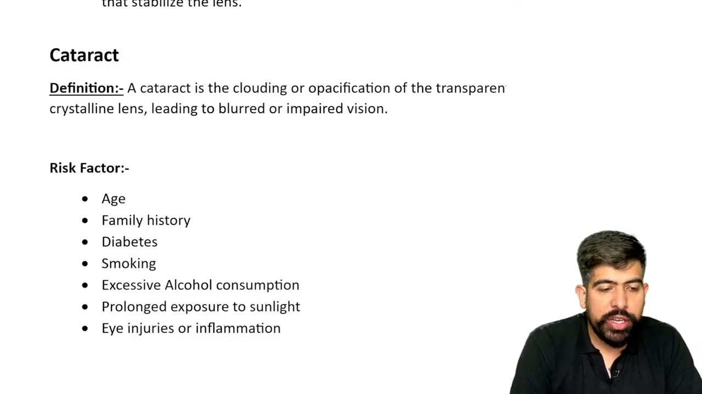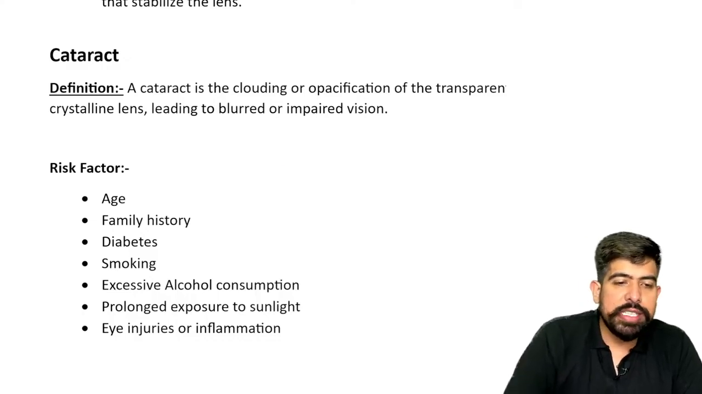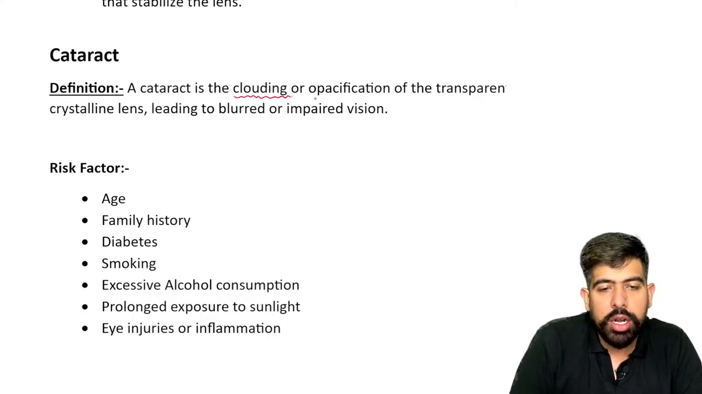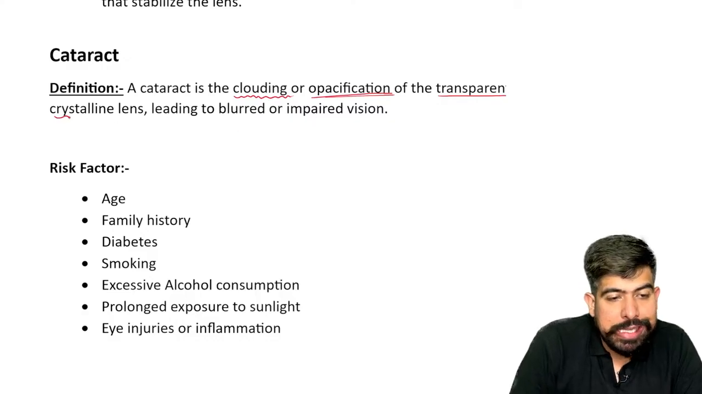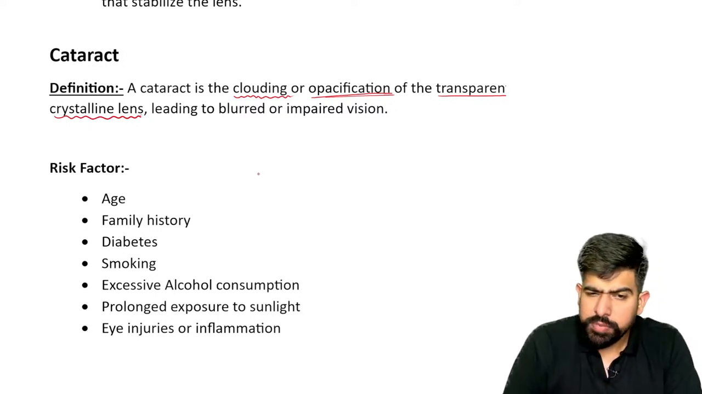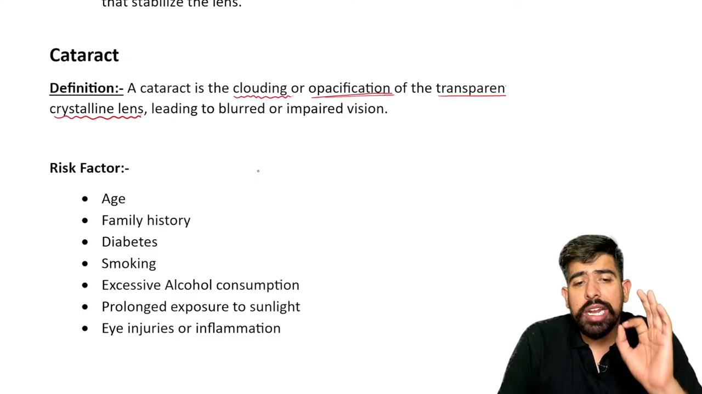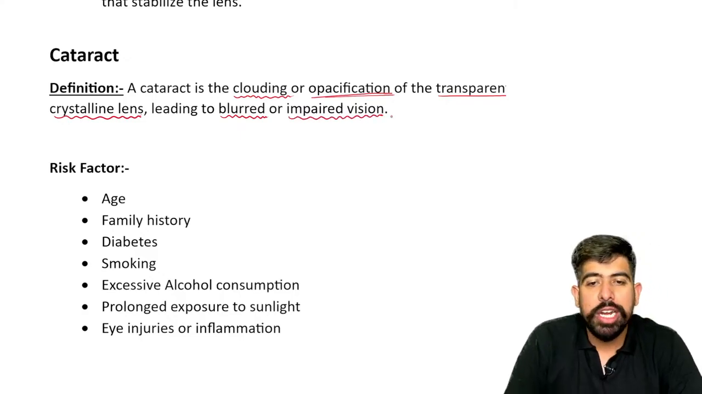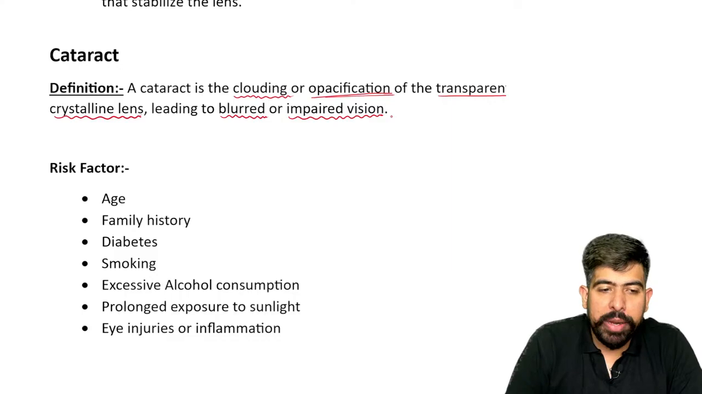And what is the definition of cataract? Cataract is the clouding or opacification of the transparent crystalline lens. Normally we have a transparent crystalline lens, but now it will not remain transparent. It will be clouding of the lens, and it will lead to blurred or impaired vision. Please remember, it will make the vision blurred or impaired.